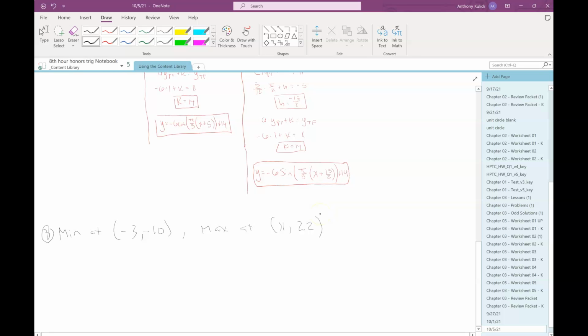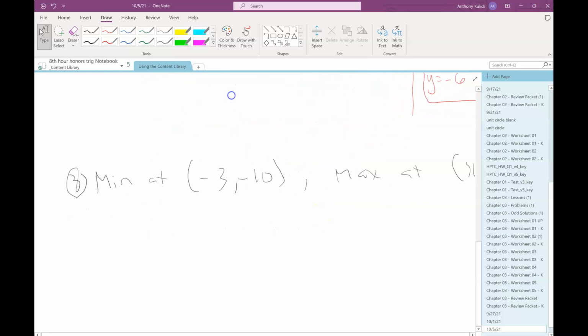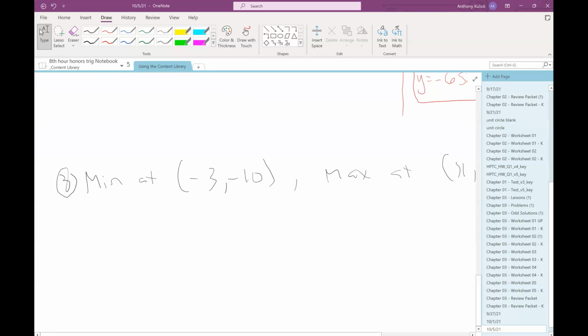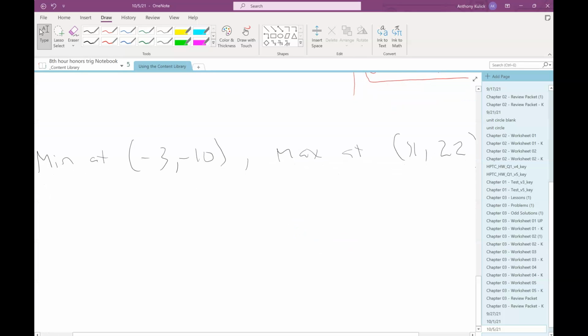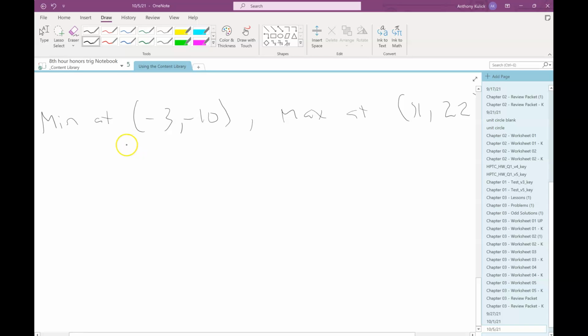Okay. So what if we're told that we have a minimum at -3, -10, and a maximum at 11, 22? And that's all we're given. Well, for something like this, I would probably start by just sketching myself a picture to get an idea of what's going on. So -3, -10 is down here, and 11, 22 is up there.